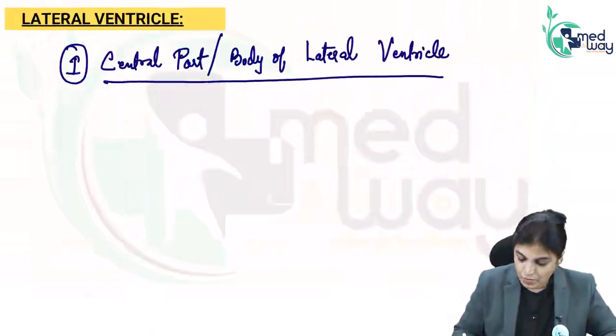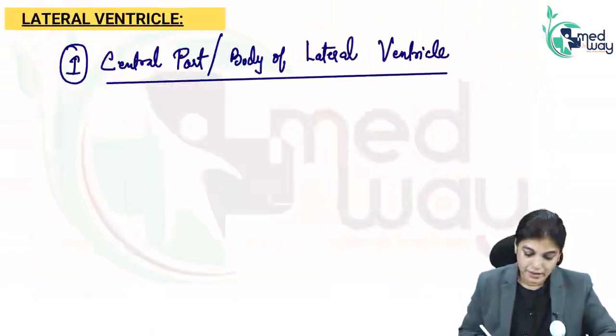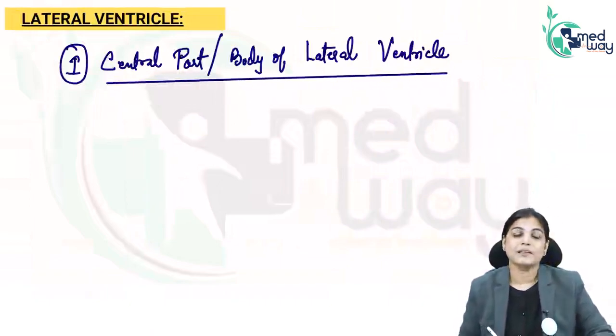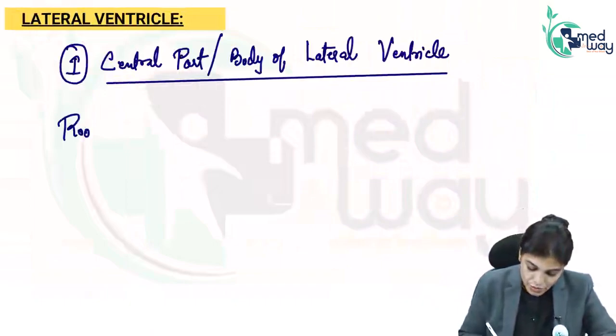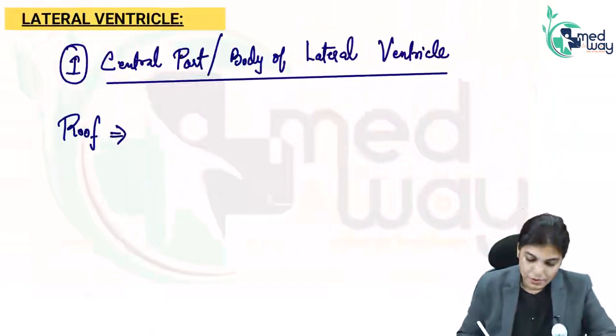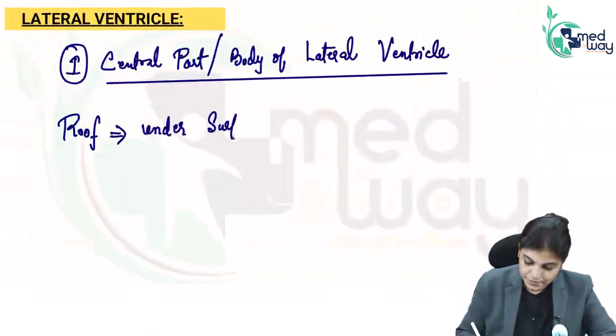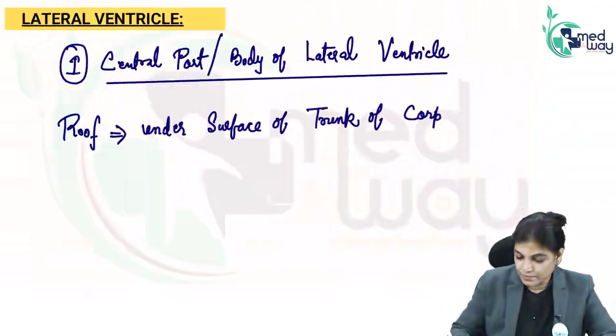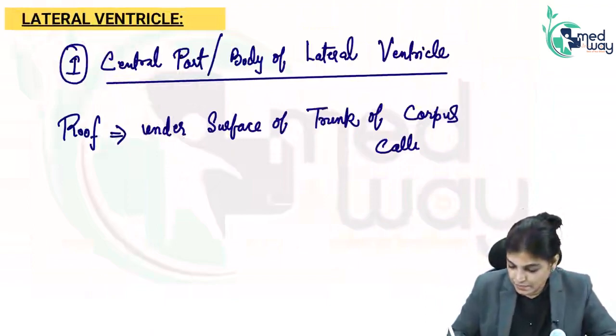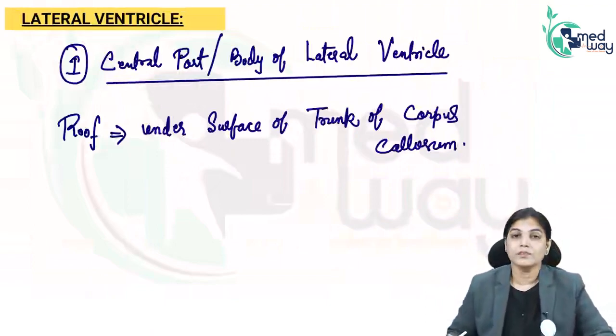So if we talk about the central part or body of the lateral ventricle, it is having a roof, it is having a floor and it is having the medial part. So if we talk about the roof, the roof is related to or lying under the surface of the trunk of corpus callosum, or the body of corpus callosum, the largest commissural fibers of the brain.